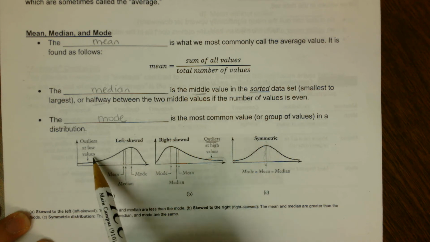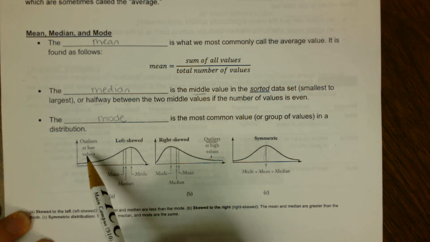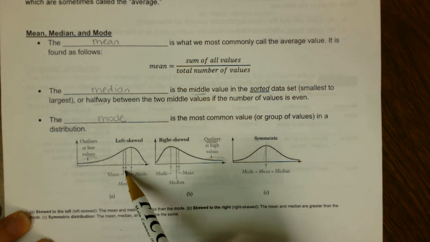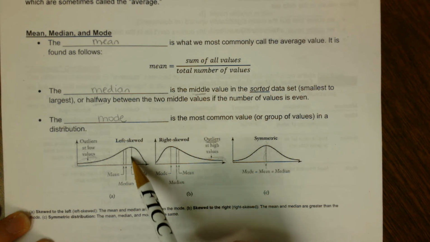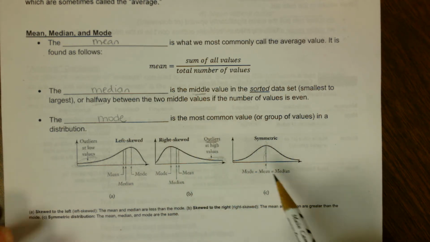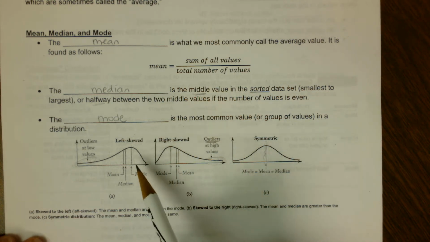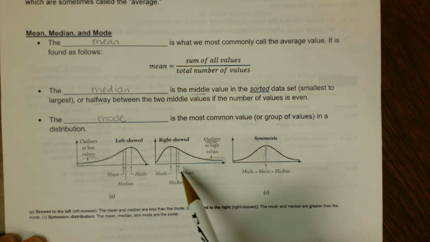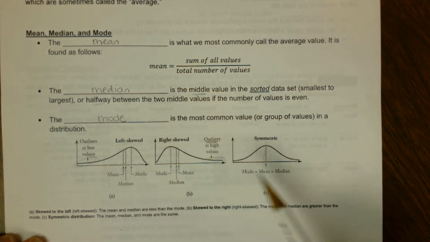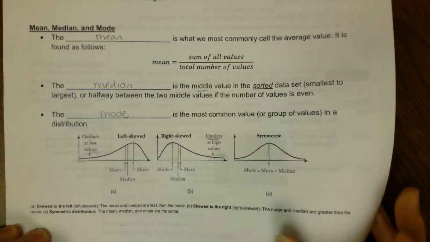Left skewed means you have a tail over on the left. So you have outliers, like really low outliers. And so you can see the mode is always going to be at the very top. That's going to be the most commonly found value. And then you can see how the outlier will affect the mean and median. Again, we'll talk about that more later as well.